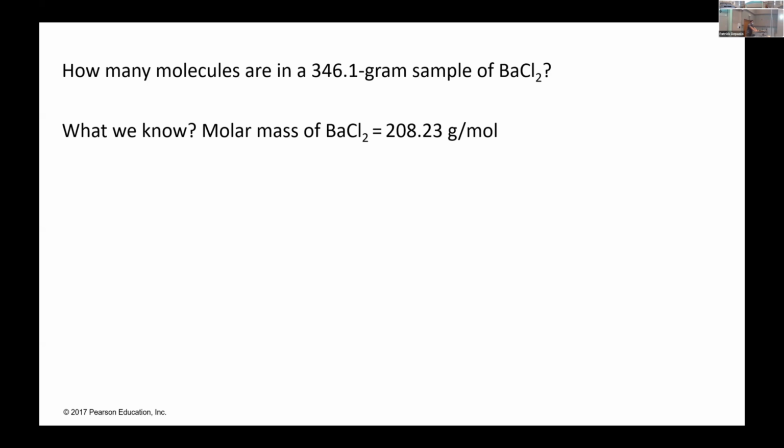Okay, so I'm going to ask you guys, what do we do next? What's a good next step? So you have a bigger sample, and we have the molar mass. What can we do?